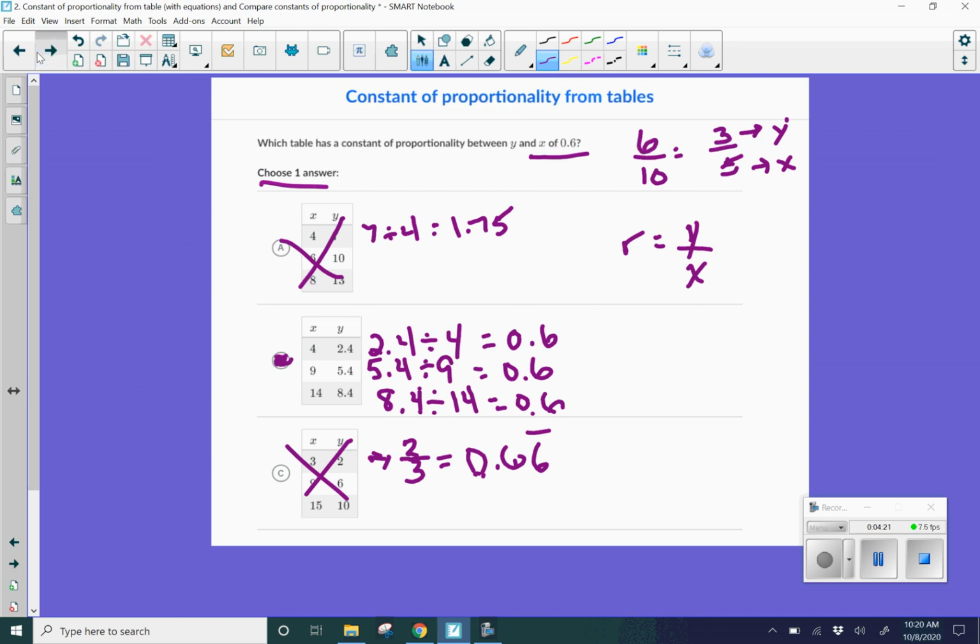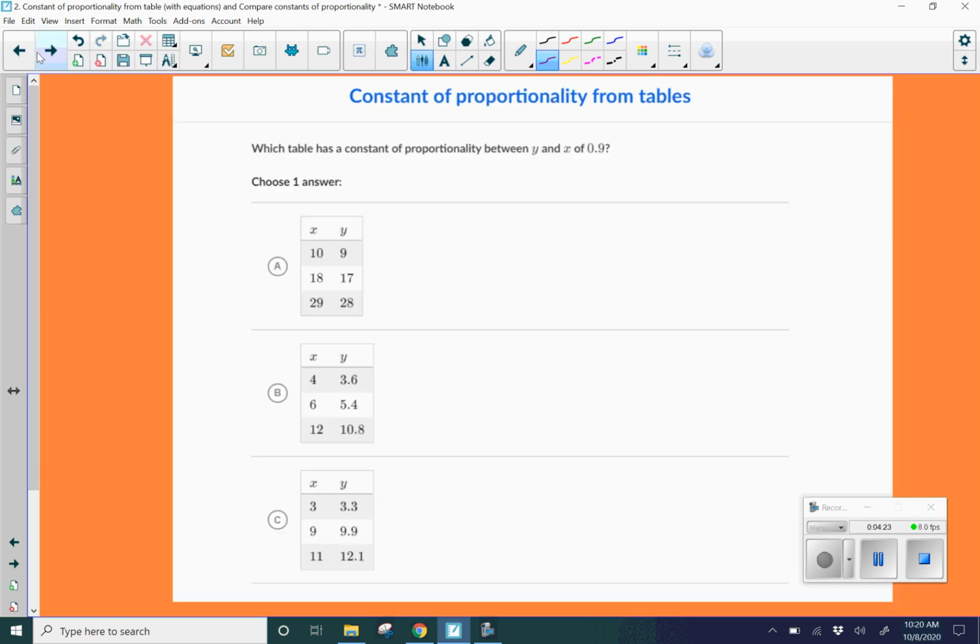Okay, let's try one more of these. Which table has a constant of proportionality between y and x of 0.9? So again, we're doing the same type of thing. So if I divide 9 by 10, that's going to give me 0.9. Let's try 17 divided by 18.